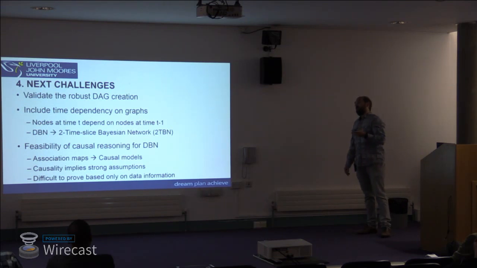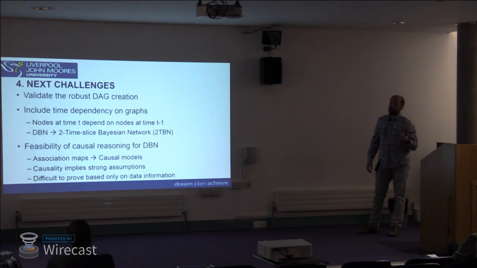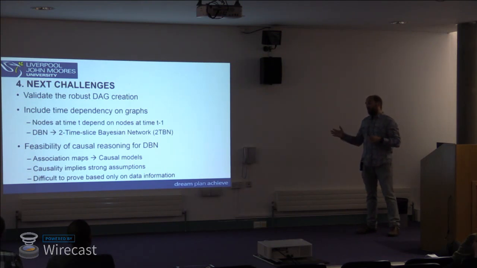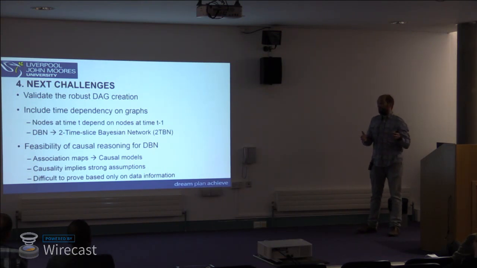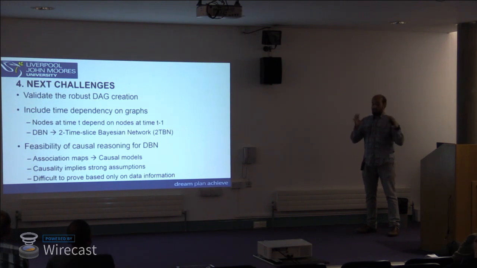Another point that I commented on before is to include the time dependency in the graphs. That means that nodes at time t depend on nodes at time t minus one. To solve that, we use dynamic Bayesian networks. One special model is the two-time slice Bayesian network. Another problem is the feasibility of causal reasoning. That is to convert the association maps into causal models.